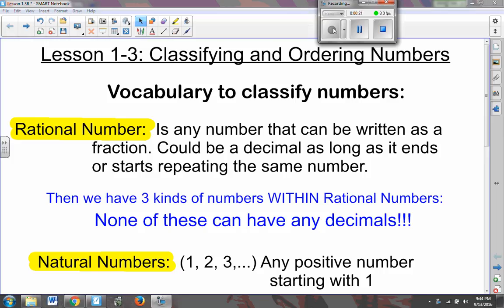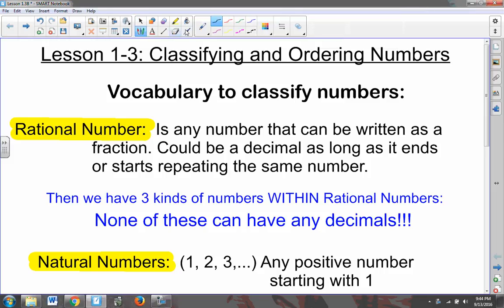One of them, which is very, very common, especially in this class, are what we call rational numbers, okay? And rational numbers are any number that can be written as a fraction. A lot of times we do see them as a fraction, so something like 1/2 or 3/4 or anything like that would be rational numbers.